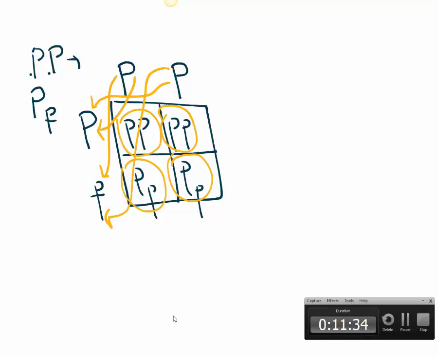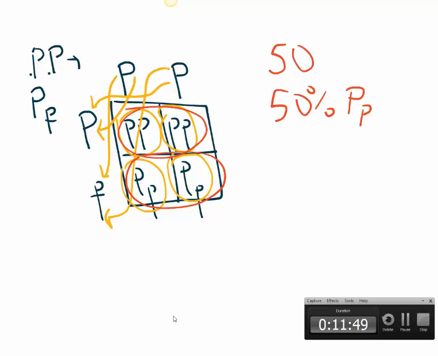So for the genotypes we have here, we can see that we've got 50% that are going to be big P, little p, and we have 50% that are going to be big P, big P.